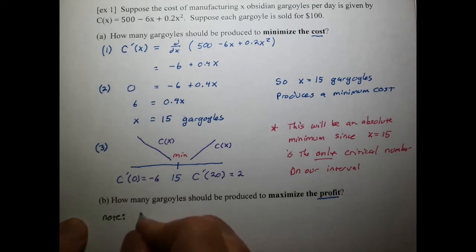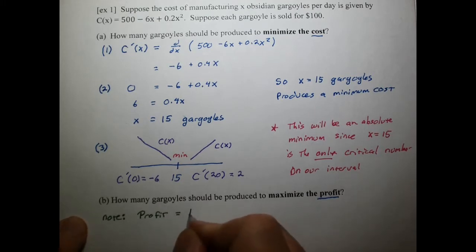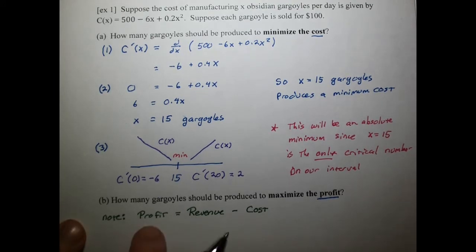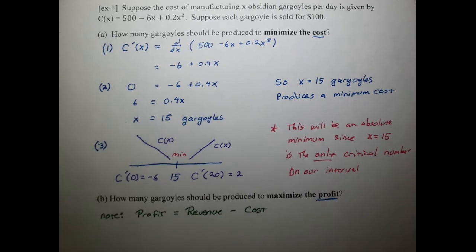And the first thing to note is you may remember that profit is equal to revenue minus cost. Revenue is how much money you bring in, cost is how much money you spend, profit is what's left. But you may also remember that revenue is equal to the price of each item times the number of each item sold.